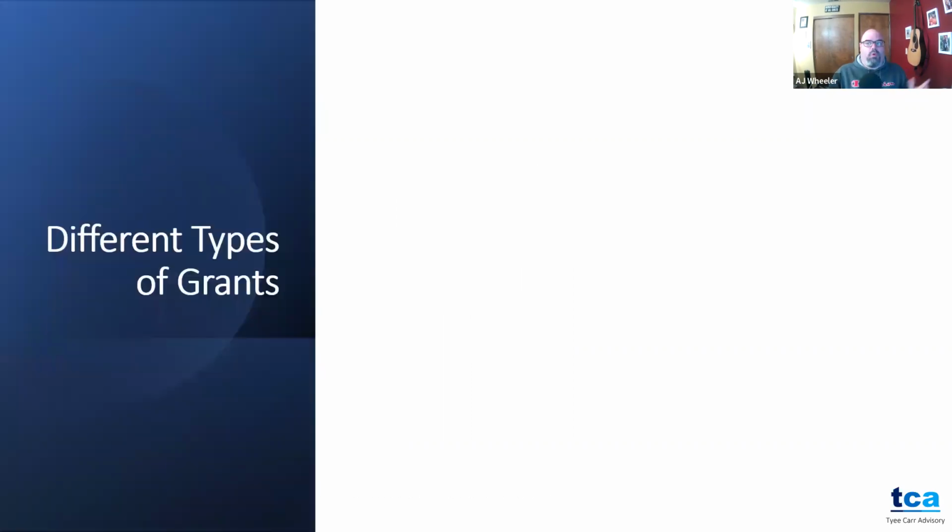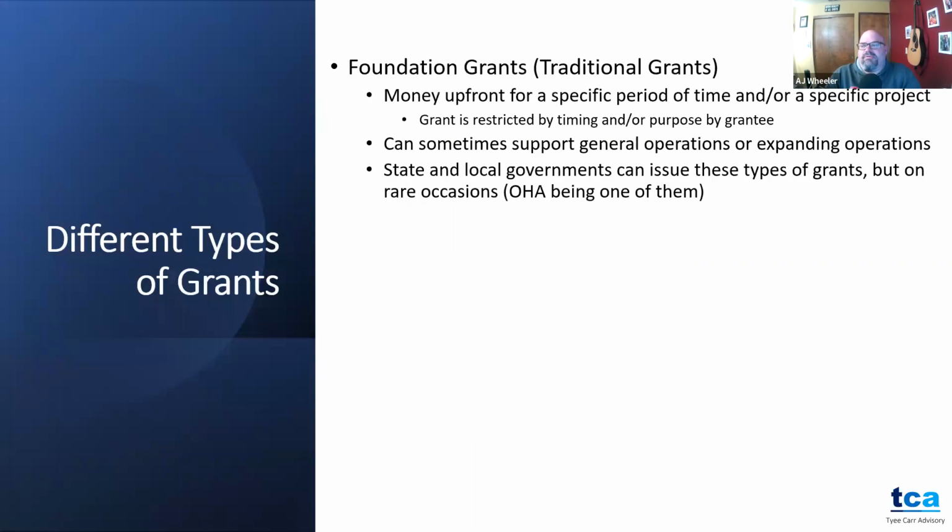So what are the different types of grants? There's really three different types of grants. The one that I think of as the traditional or old school grant is found with private foundations or foundations that grant money. Usually money is given up front, and it's usually restricted for timing and purpose. And those funds are released, or they become unrestricted, as the milestones are met in the grant.